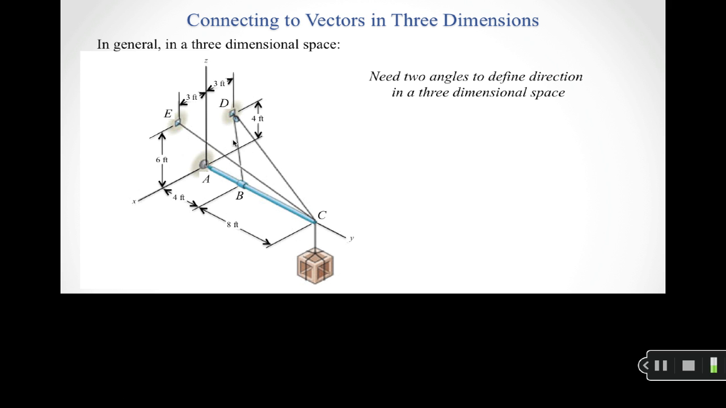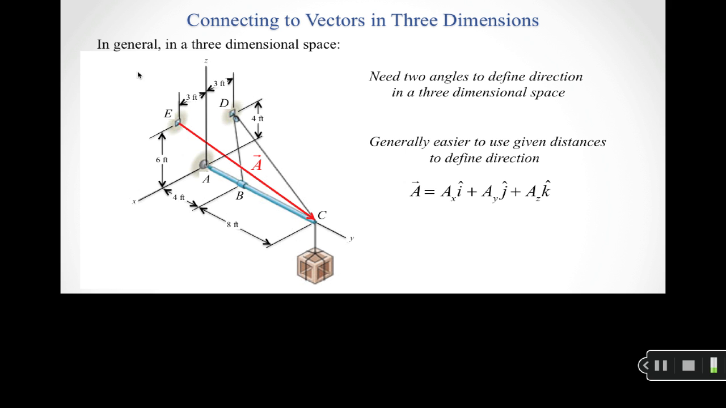There's simply not an easy way to use a single angle to define the way something points in a 3-dimensional problem. In fact, I need 2 angles. And figuring out what those 2 angles are can often be incredibly complicated. So it's generally much easier to use the distances that I'm given to figure out the magnitude of a vector, and then to figure out the direction of the unit vector that points in the same direction as the vector I'm interested in.